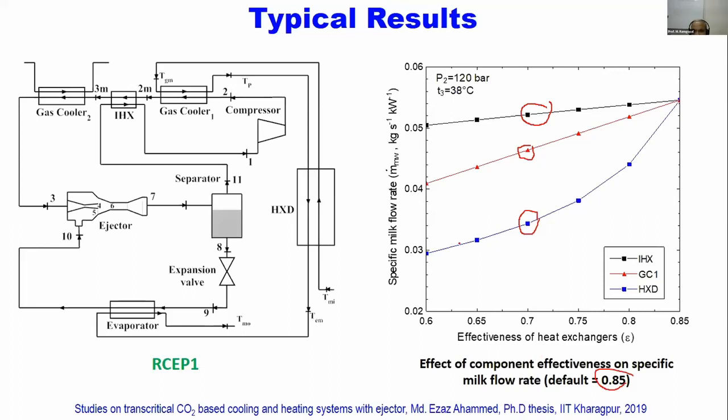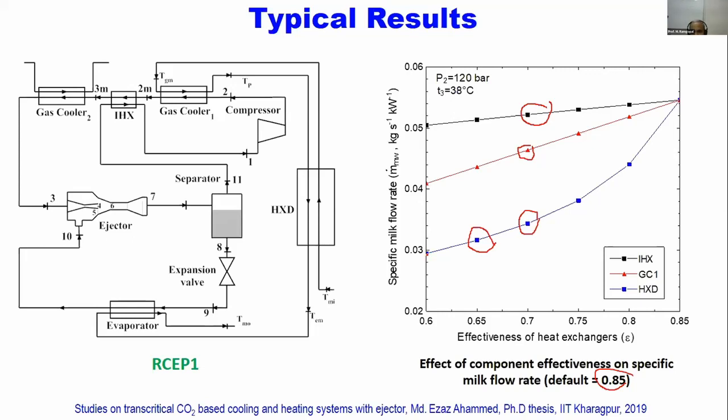So you can see from this graph that naturally, as the effectiveness increases, your specific milk flow rate increases. That means per each kilowatt of power, the amount of milk that we can handle increases. But out of all these 3 heat exchangers, you can see that the milk heat exchanger has the highest effect. So that means this has the most dominant effect on the specific milk flow rate, and the intermediate heat exchanger has the least effect. So even though I'm varying the intermediate heat exchanger effectiveness from about 60% to 85%, the improvement in specific milk flow rate is not that much. Whereas if I'm varying the milk heat exchanger effectiveness, the improvement is almost 100%.